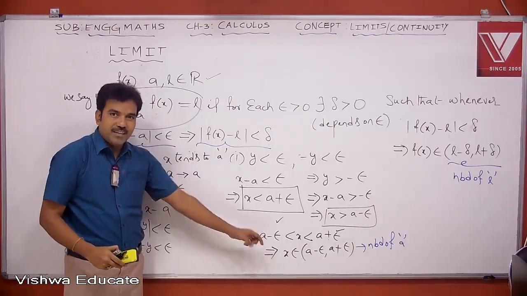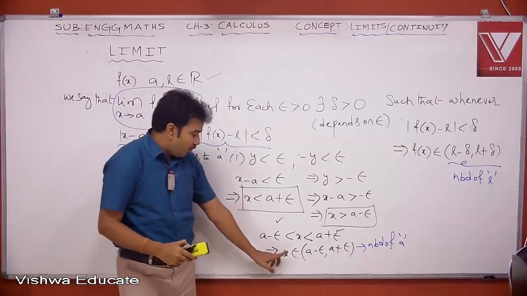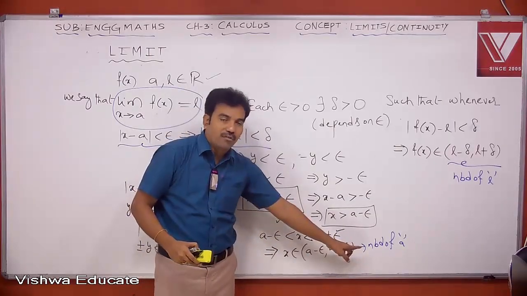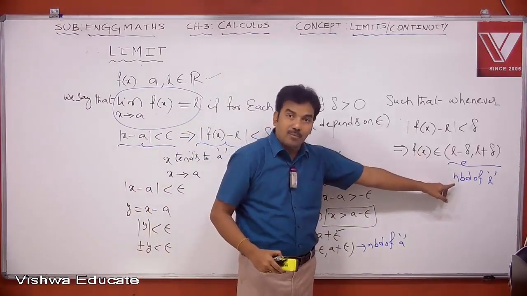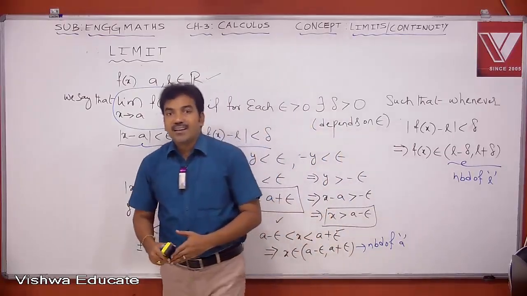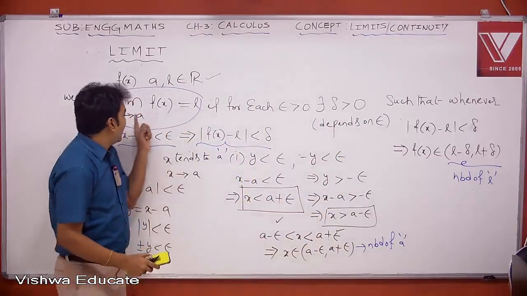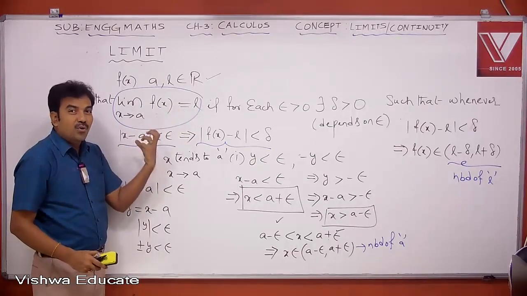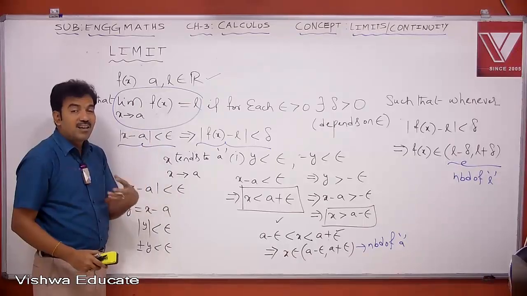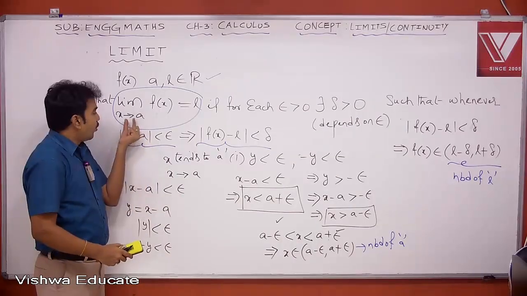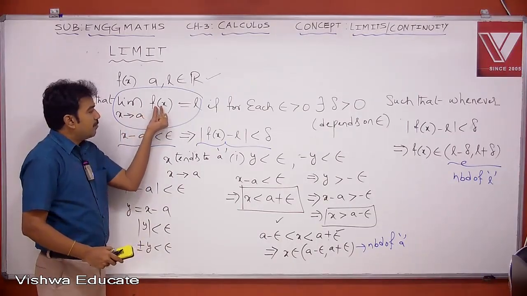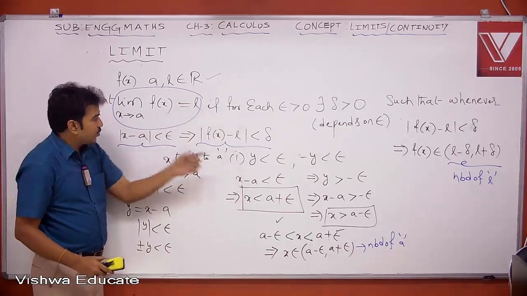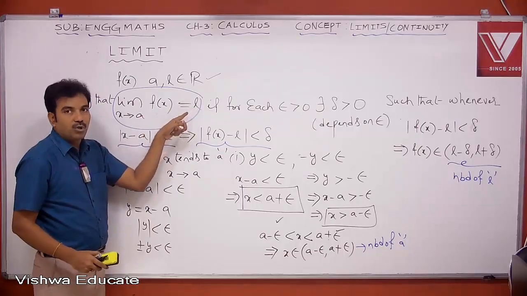Now let us come back to this. It's very simplified now. Whenever x is in the neighborhood of a, it implies f of x is in the neighborhood of L. That means whenever x is very close to a, the f of x values are very close to L. Very close is replaced by neighborhood in our mathematical language. Therefore, we can say that limit x tends to a of f of x equals L.